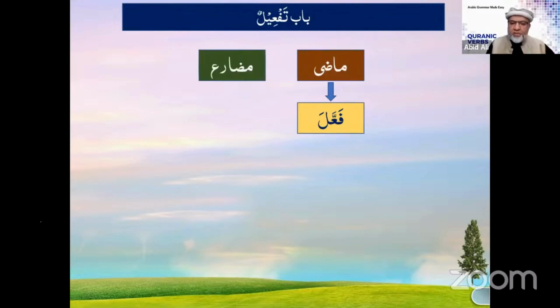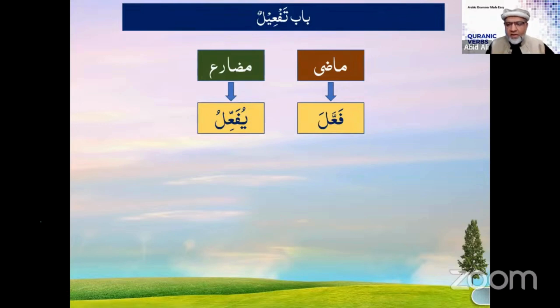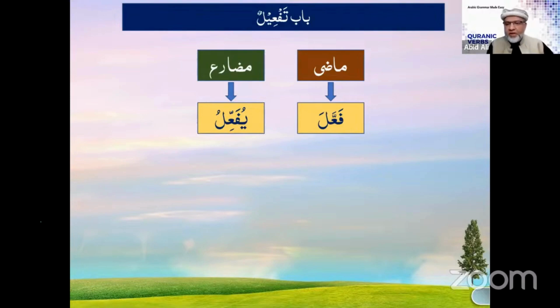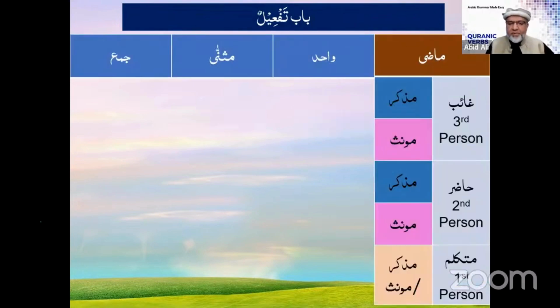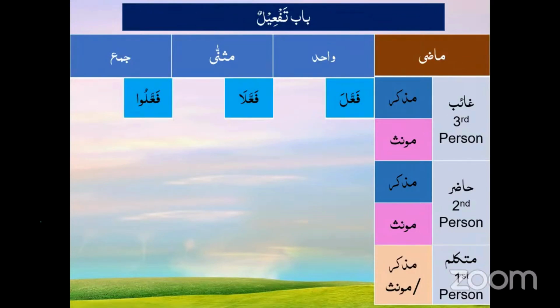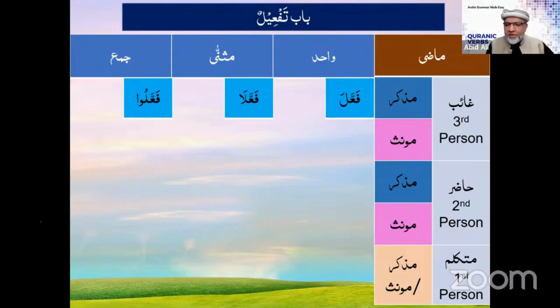Yes. And similarly, the Muḍāri will be yufa''ilu. Say it with me. Fa''ala, yufa''ilu. Okay. So, if you know this pattern, do you have any trouble making the 14 variations? Let's try. No. Okay, so fa''ala, fa''ala, fa''alu. Similarly as fa'ala, fa'ala, fa'alu. Yes. But the only difference is now the ain letter has the shadda. Yeah.